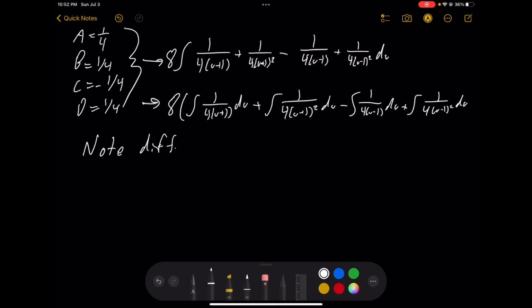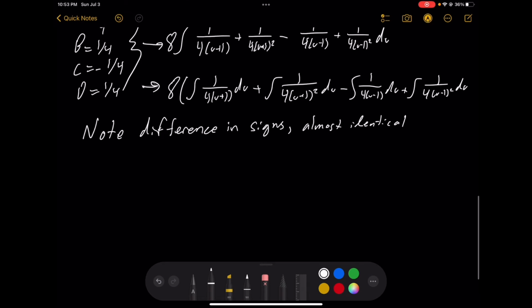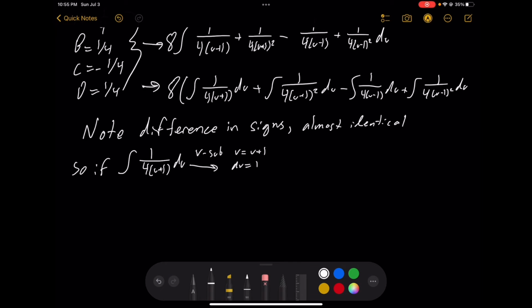Now, notice the terms in these. They're almost identical except for the signs, which means that as long as we have the integral of the first two, we actually can then assume the integrals of the last two, just switching out for the signs. So for the integral of 1 over 4 times (u plus 1) du, we actually have to do a v-sub now because we already used u. So v is going to equal u plus 1, dv is going to equal du. So now we pull out 1/4, the constant. Integral 1 over v equals 1/4 ln v equals 1/4 ln (u plus 1).